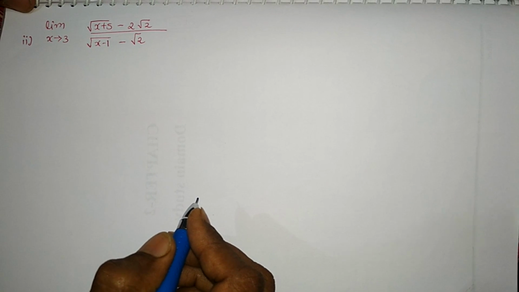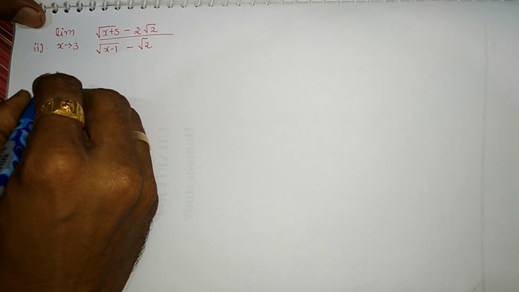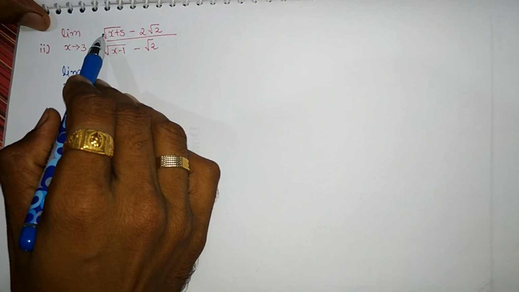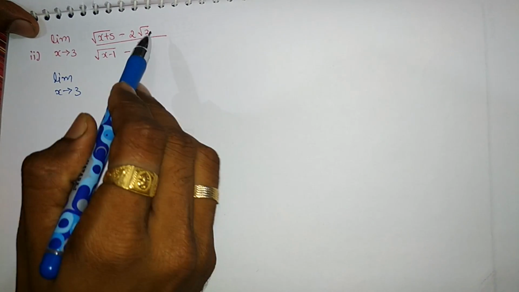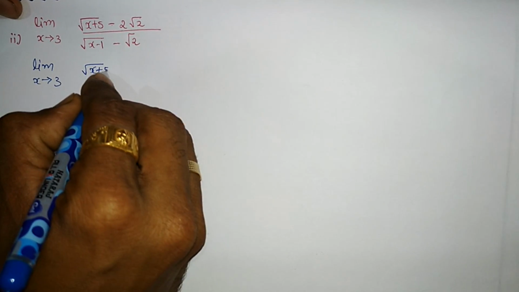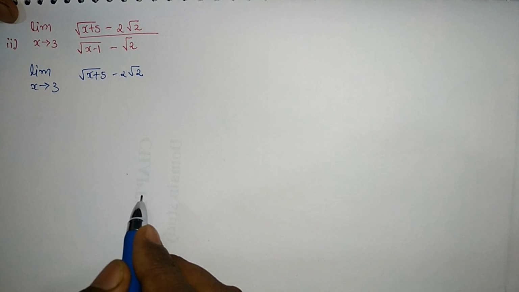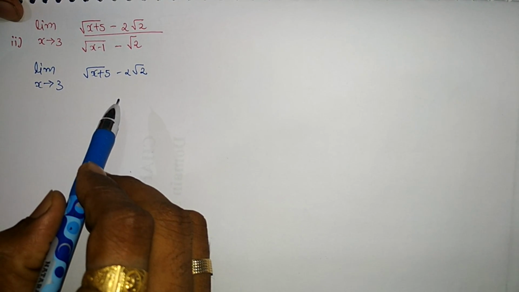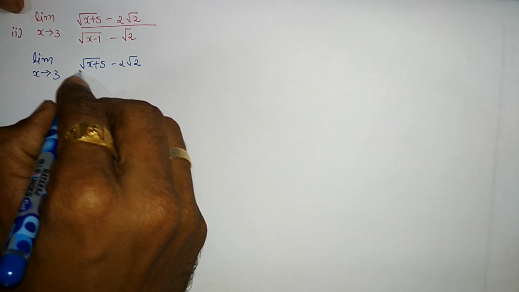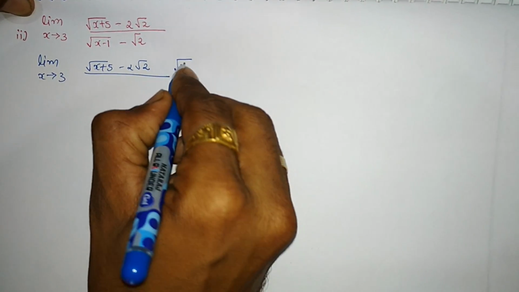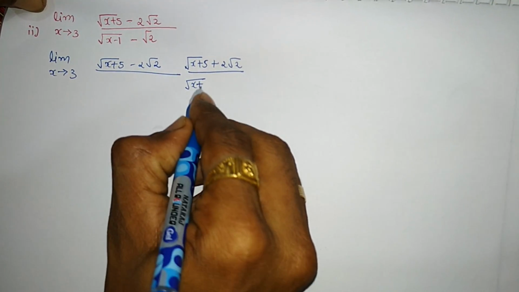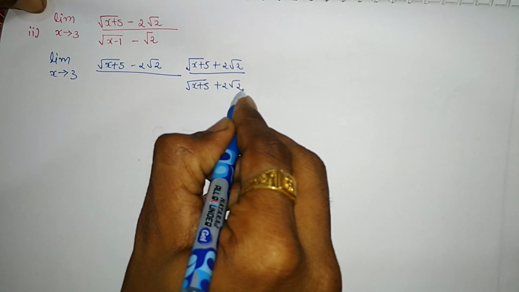Okay friends, now we will solve another problem. So this is limit x tends to 3. Here also minus before and after, both are root over there. So you can use rationalizing factor. So it is root x plus 5 minus 2 root 2. Here in the numerator and denominator at both places, you need to use rationalizing factor. So rationalizing factor of this is root x plus 5 plus 2 root 2 upon root x plus 5 plus 2 root 2, right?